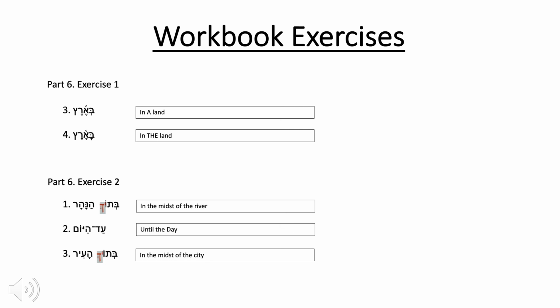Finish the rest of your exercises from Part 5 and Part 6 on your own. Take a picture after you've corrected it, and then send it to me.